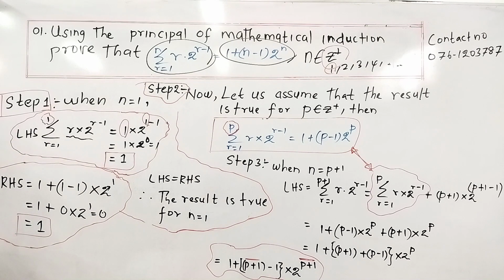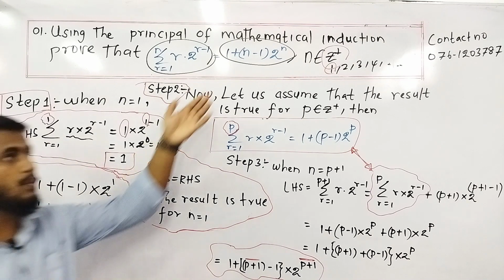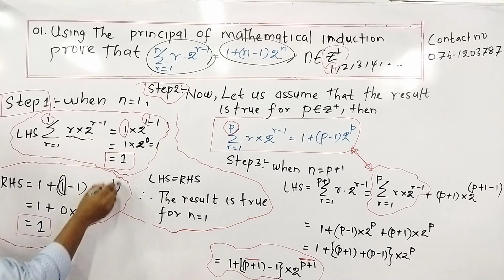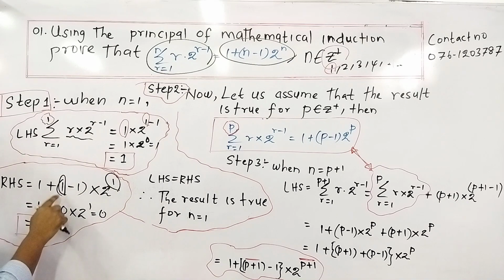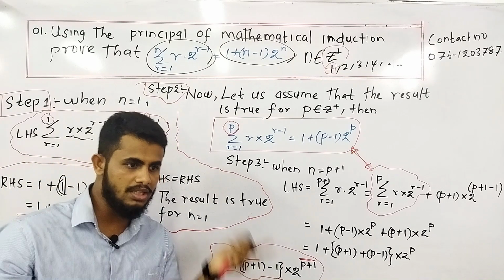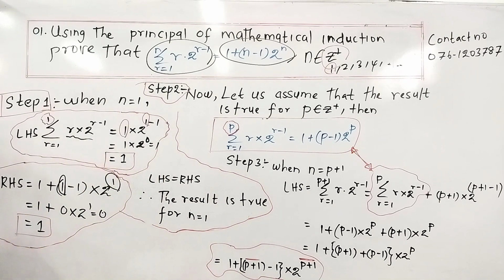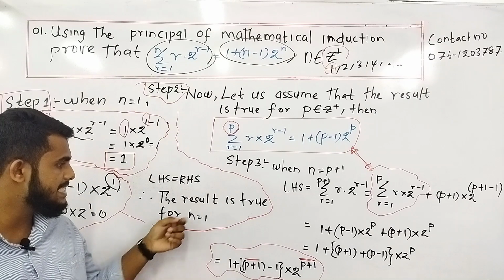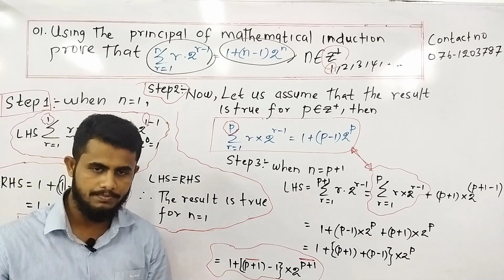Let's take the RHS. In the RHS, we have n, right? So instead of n, we are going to put 1. So 1 plus (n minus 1) into 2 to the power n. Instead of n, I put 1. Here also I put 1. So 1 minus 1 is equal to 0. If we multiply any number by 0, that is equal to 0. So 1 plus 0 equals 1. So LHS equals RHS. Therefore, we can say this result is true for n equals 1.